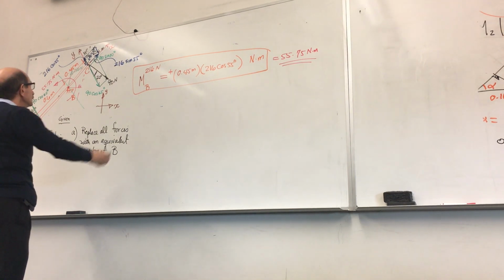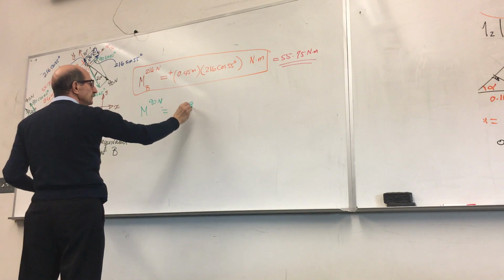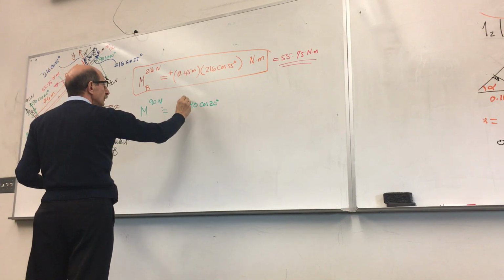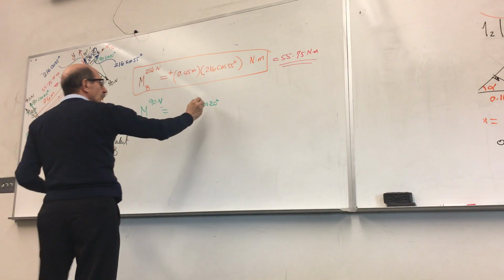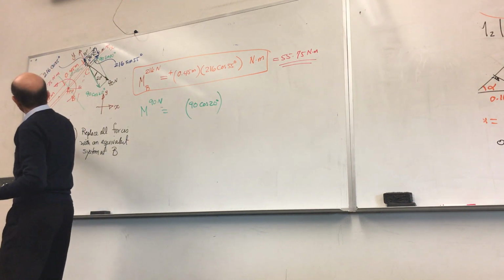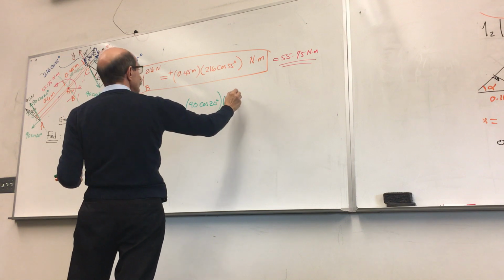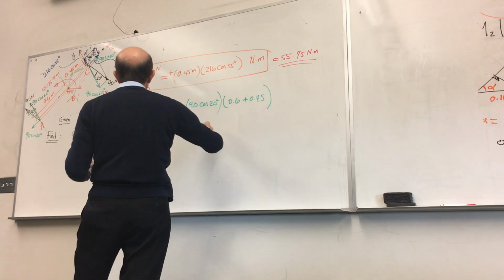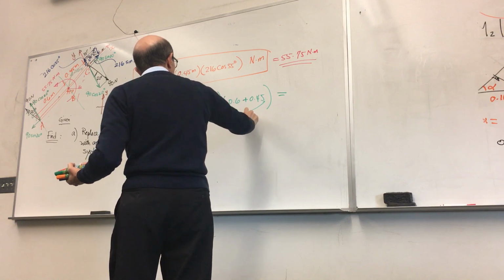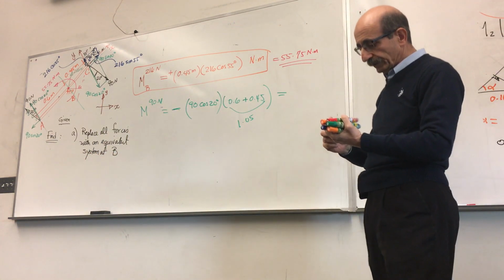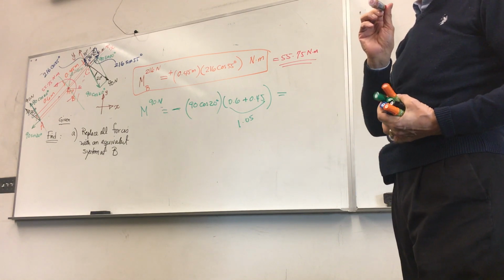Clockwise. So the moment of the 90 Newton couple would be simply 90 cosine of 20, not 25. Where did I come up with 25? 20. Okay, cosine of 20, times this distance, which is 0.6 plus 0.45, and it is clockwise, so this will be negative. So how much would that be? This is 1.05, so if you could quickly give me that, 90 times cosine of 20 times 1.05.